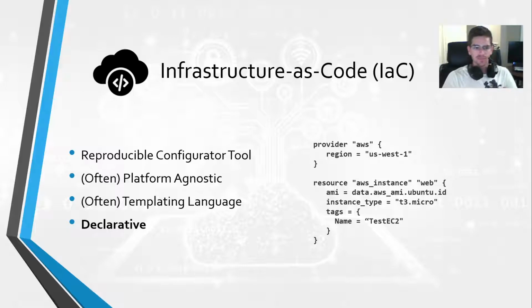And I have a couple points here. First off, it's often platform agnostic, which means it doesn't have to be tied to a very specific cloud provider. You could describe an Amazon instance, but you could also describe an Azure instance, and you could deploy your application to both simultaneously. And that would be a fault-tolerant way of making sure that your application doesn't go down if somehow Microsoft goes bankrupt. And another thing is it's a templating language.